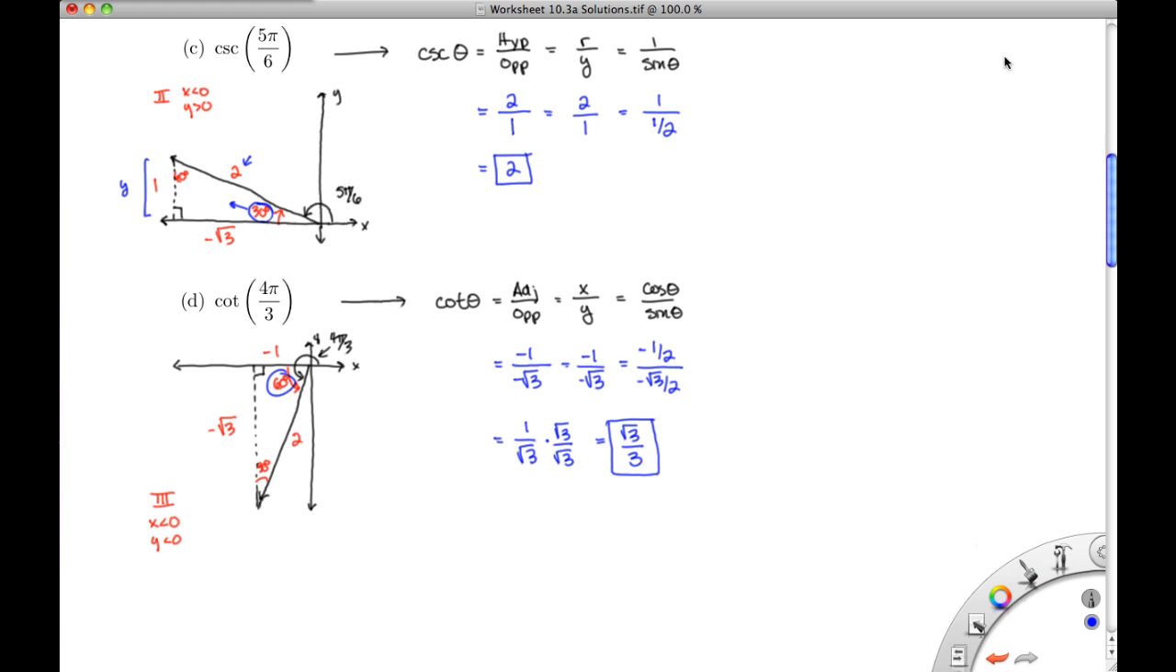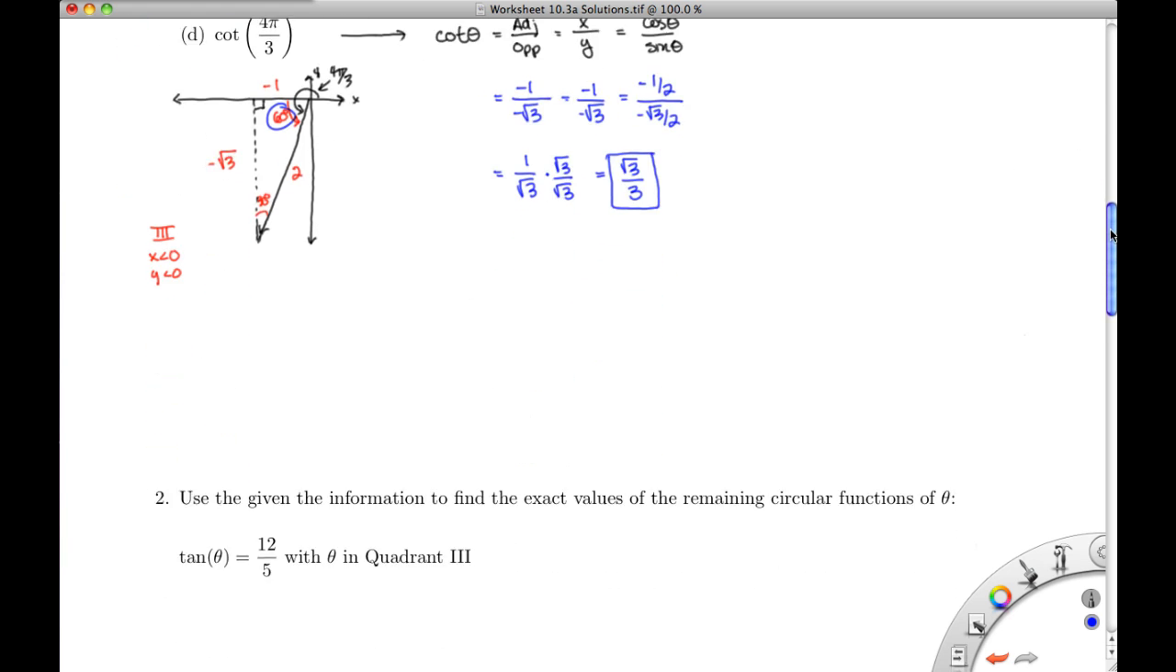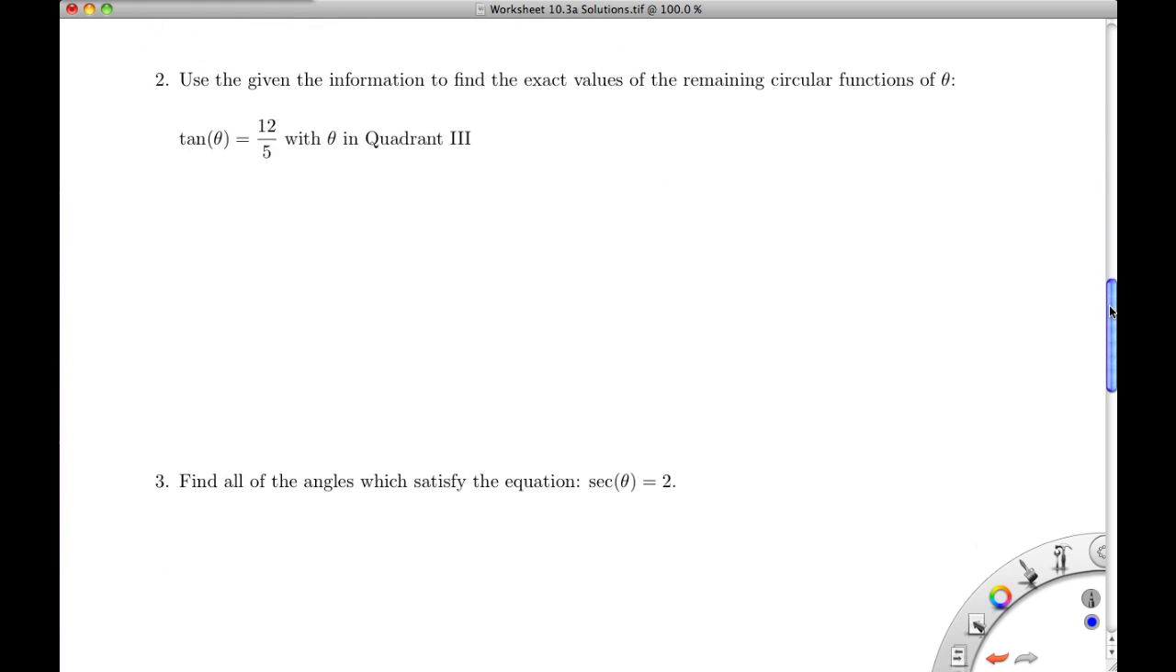Okay, so let's move to question number 2. So for number 2, it tells us to use the given information to find the exact values of the remaining circular functions, given that we're told that the tangent of some angle theta is equal to 12 over 5. And this is the key piece of information here. We'll see is that angle theta is in quadrant 3. So what exactly does that imply?